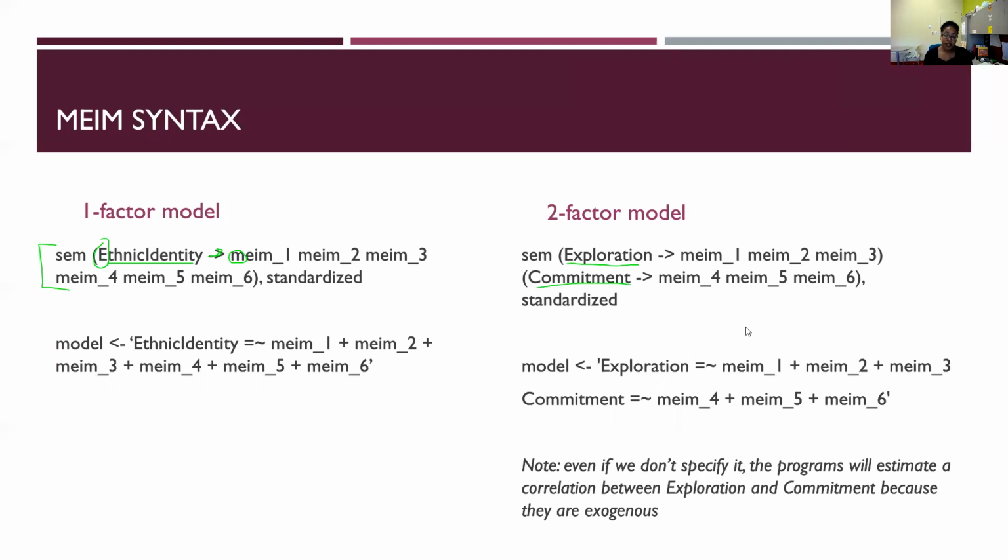Now in R, we have some completely new syntax as well. We're still using this model command, but here we have the name of our factor, and we're going to use this notation to say this is a latent variable that is composed of these 6 items. So use equal signs, tilde, to say mean 1, 2, 3, 4, 5, and 6 are going to be the indicators of that latent variable. When you're doing exploration and commitment, you're just going to see exploration on one line and then commitment on a second line.